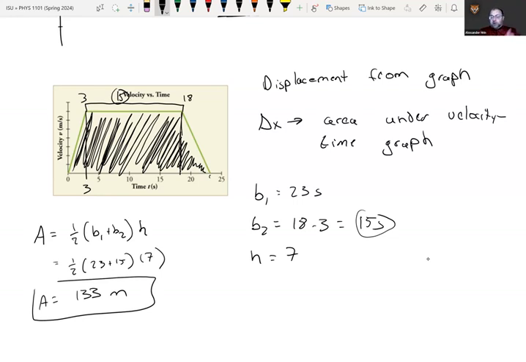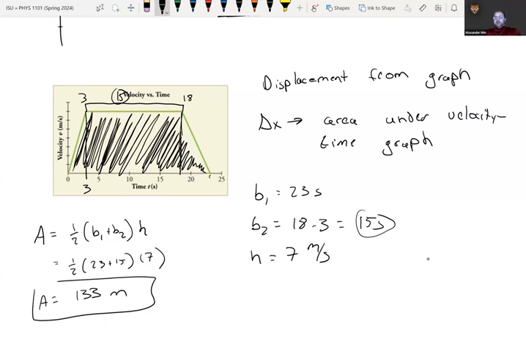Now, as a reminder, your height was 7 meters per second. So if you're multiplying meters per second times seconds, then you do get meters. So your units end up working out there. Okay. Now, in terms of what situation this is actually describing, this is actually an elevator, what an elevator is doing.